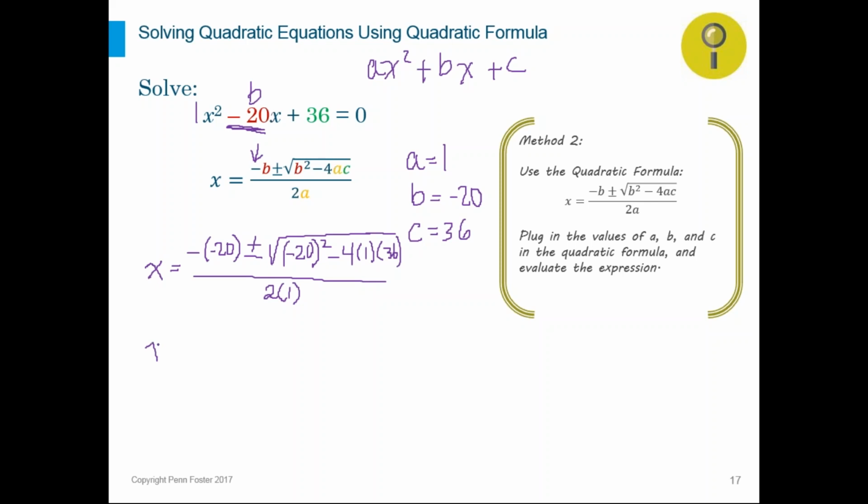Okay, so x equals negative negative 20 is 20. A negative times a negative is a positive. Plus or minus the square root of. Okay, well, negative 20 squared will give you positive 400.